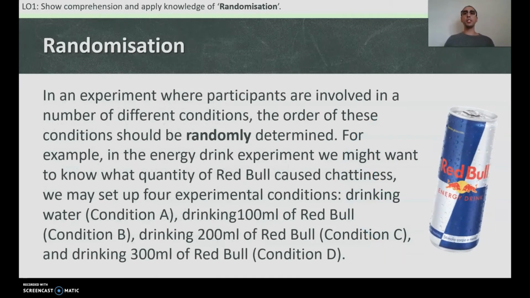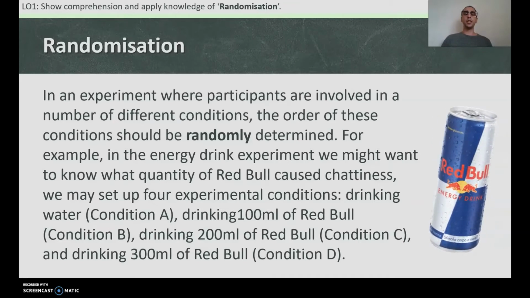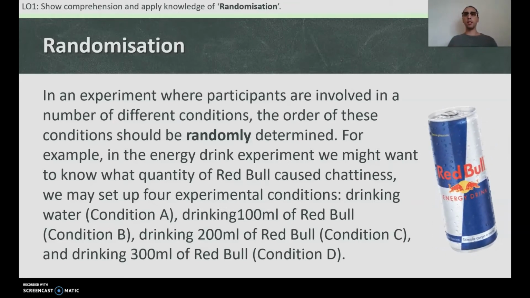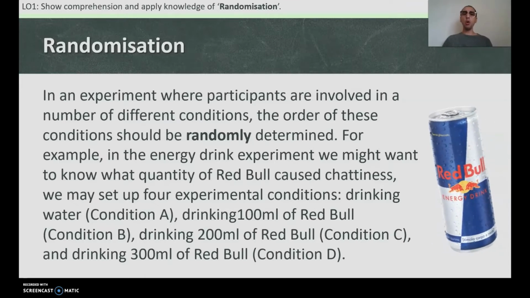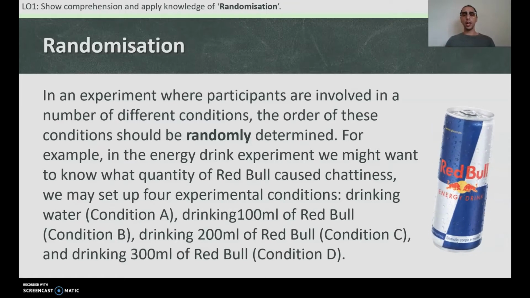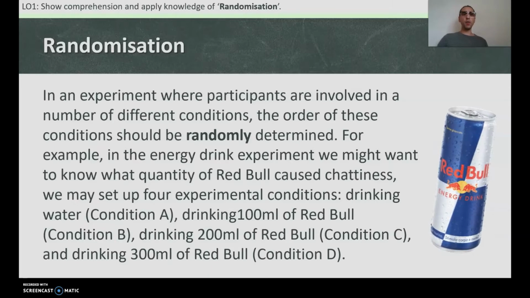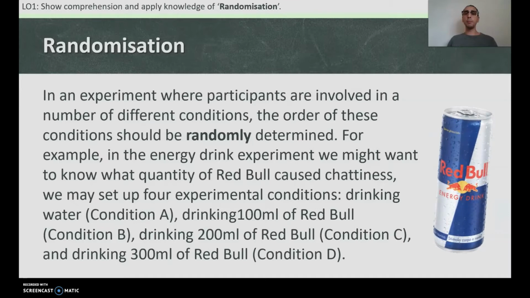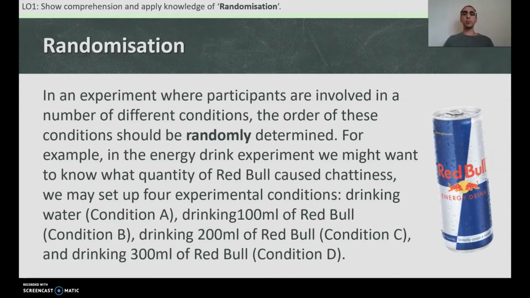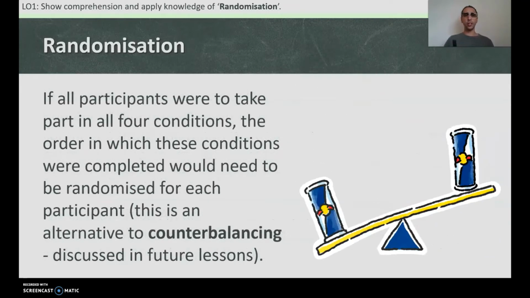In an experiment where participants are involved in a number of different conditions, the order of these conditions should be randomly determined. For example, in the energy drink experiment, we want to know what quantity of Red Bull causes chattiness. We may set up 4 experimental conditions. Drinking water would be condition A, the control condition. Drinking 100 milliliters of Red Bull, condition B. Drinking 200 milliliters, condition C. And drinking 300 milliliters of Red Bull, condition D. With me so far? Hope so.